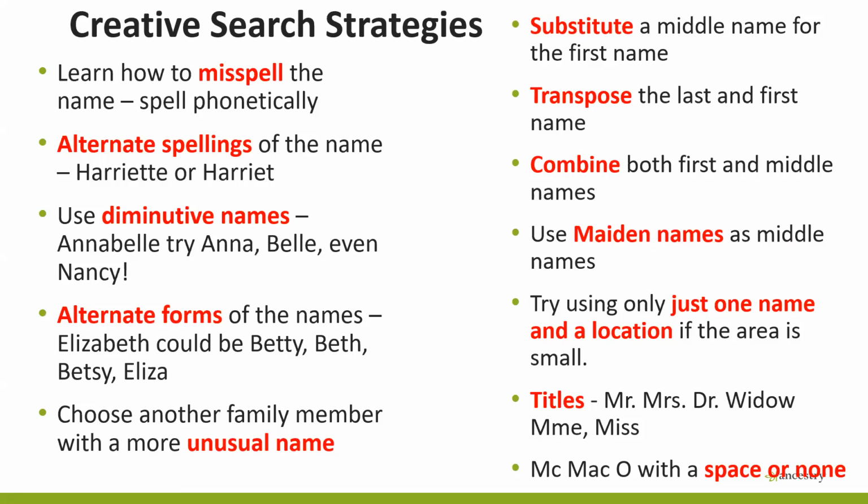And then if I'm not finding them in a search on the first page or two, I would go back and put those phonetically spelled ways to see what pops up on the first page. You can be creative in your search strategies by using any of these methods. Think of alternate forms of the name. Betty, Beth, Betsy, and Eliza could be instead of Elizabeth. Titles of people, maybe in the document, in a census, they were known as widow, miss, madame, that kind of thing. And Mic, Mac, and O's.